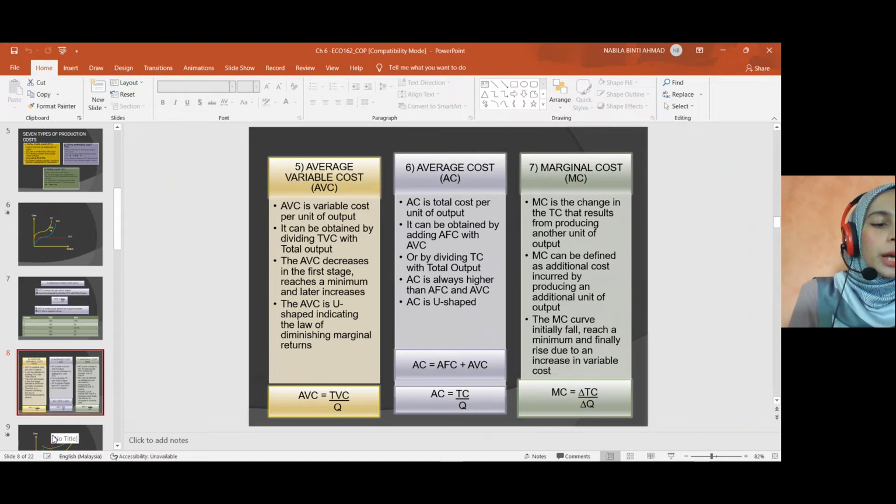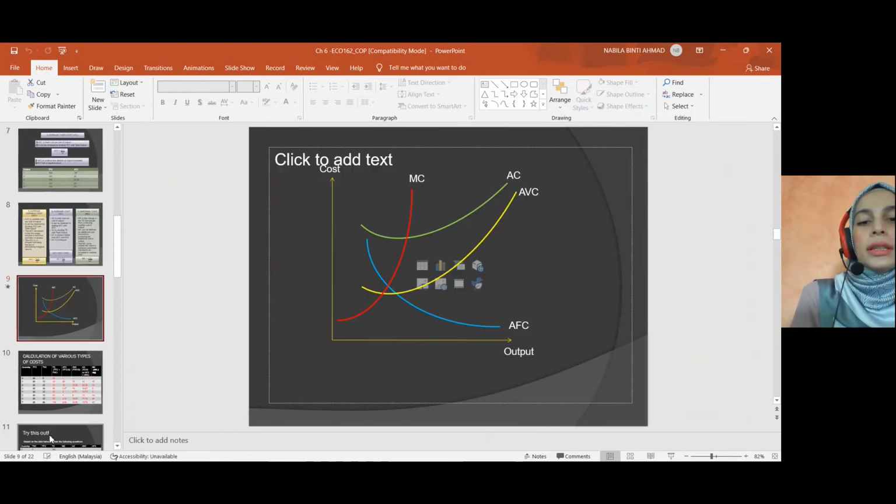Right? So bagaimanakah bentuk setiap curve-nya? Average fixed cost, downward sloping. Average variable cost U-shape like this. Di atasnya average cost dan marginal cost di sini. So remember that marginal cost dia akan cut average variable cost and average cost at its minimum point. So apabila average cost reach minimum and average variable cost reach minimum, marginal cost akan memotong kedua-dua curve itu.